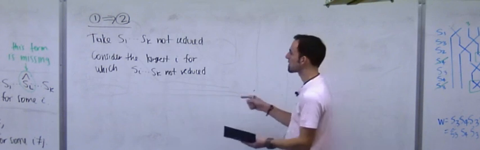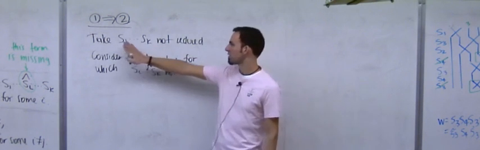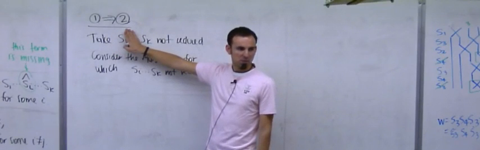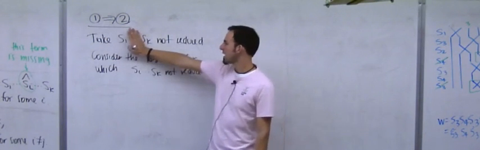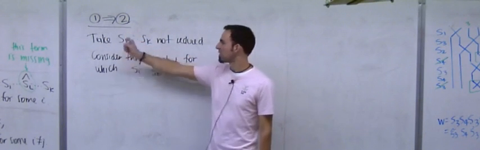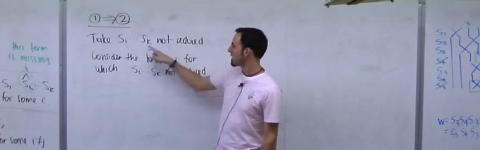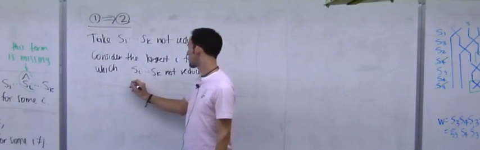Why can I do this? Because I start with S1 up to Sk, which is not reduced. Then I can ask for S2 up to Sk and see if that's reduced. S3 up to Sk and see if that's reduced. And I know that the last one, Sk, is reduced. So by knocking off the first guy at a time, I start from a not reduced word and I end up with a reduced word. So somewhere in between, I must have gone from being not reduced to being reduced.